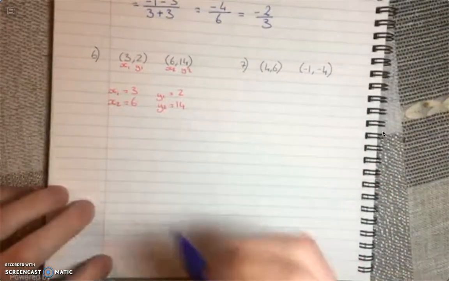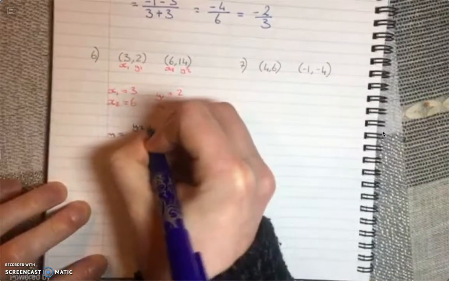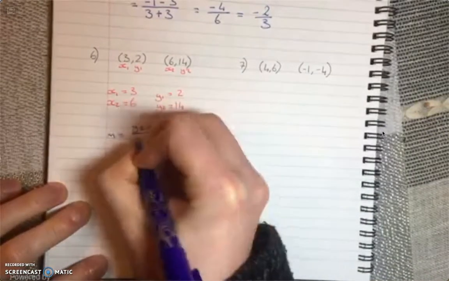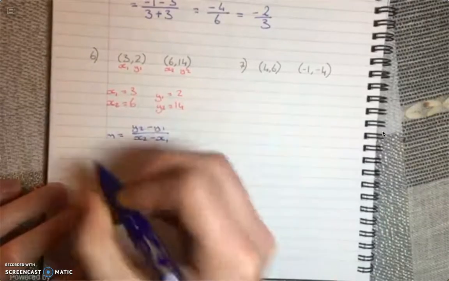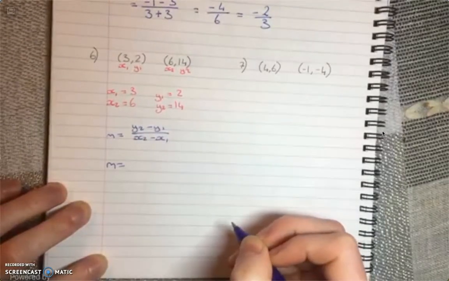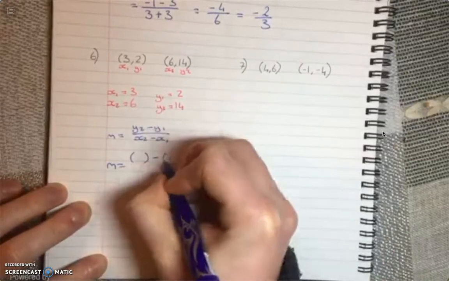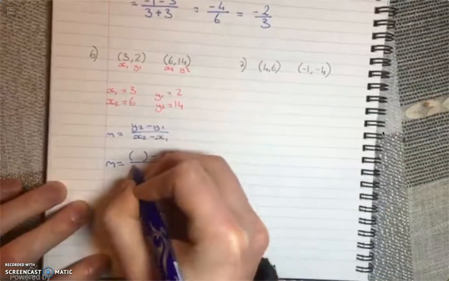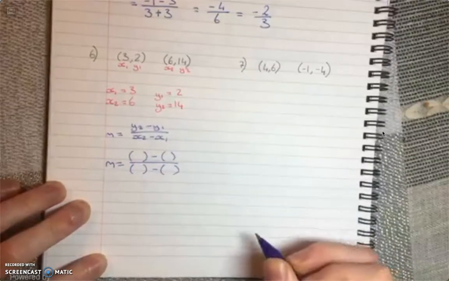And now we write our formula. So m is equal to y2 minus y1 all over x2 minus x1. Exactly like substitution, I change all my letters to brackets. You change to a bracket, you change to a bracket, you change to a bracket, and you change to a bracket. And now we fill in.